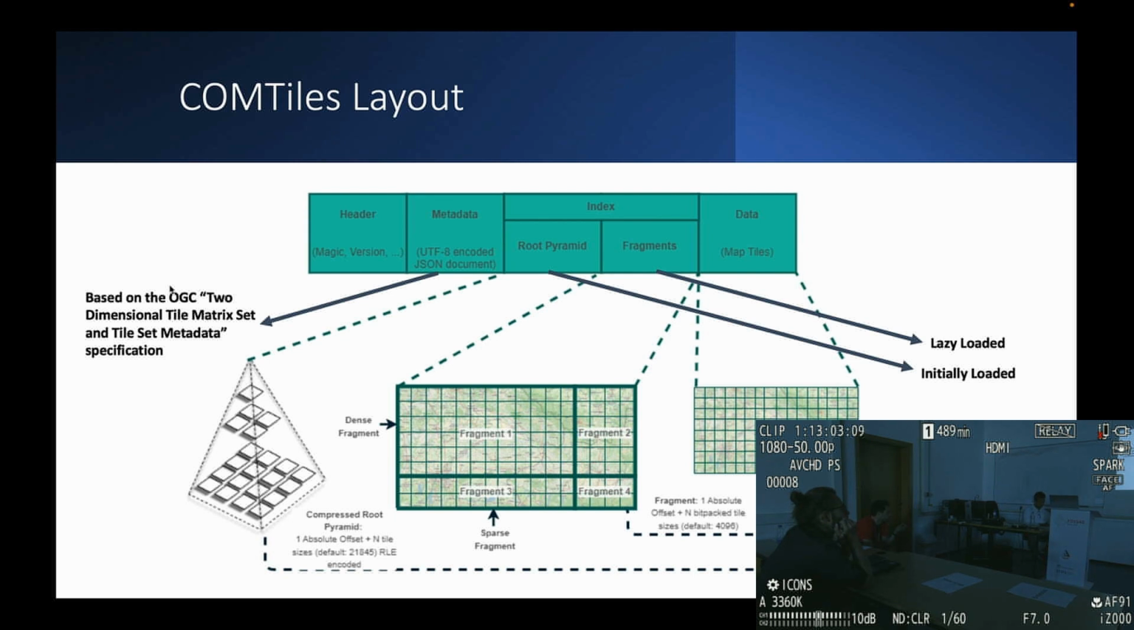To minimize the number of transferred data and the number of requests, the index is basically divided into two parts. The first part is a compressed root pyramid, which contains an overview over the most frequent access tiles and in general is initially loaded. The second part is called index fragments and is used for lazy loading portions of the index. Fragments offer random access to portions of the index as they have equal size.